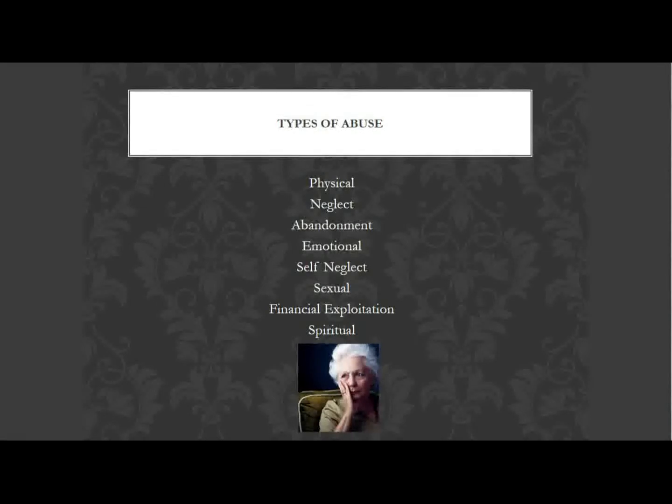We have physical, neglect, abandonment, emotional, self-neglect, sexual, financial exploitation, and spiritual abuse. All these are different ways in which elderly people are being abused by basically anybody. So we're going to go a little bit deeper into it.